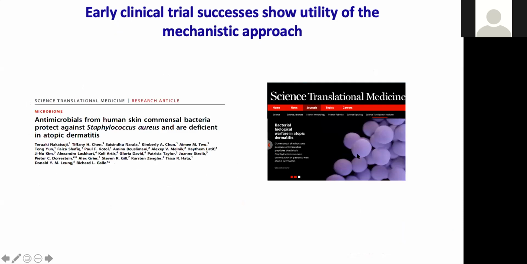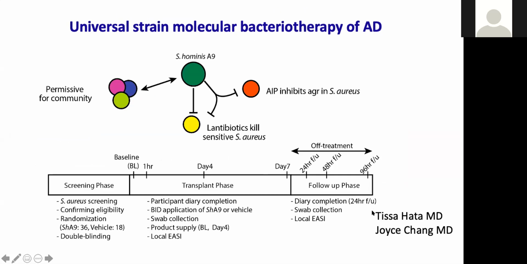So those initial observations were published about 2 or 3 years ago, describing the capacity to do this and the strategy behind it. It was published in Science Translational Medicine. Importantly, that paper also studied a clinical trial that Dr. Hata's clinical trials group organized, looking at autologous application of bacteria. We took one atopic patient, tried to find a good bacteria, put it back on, and saw that it worked.